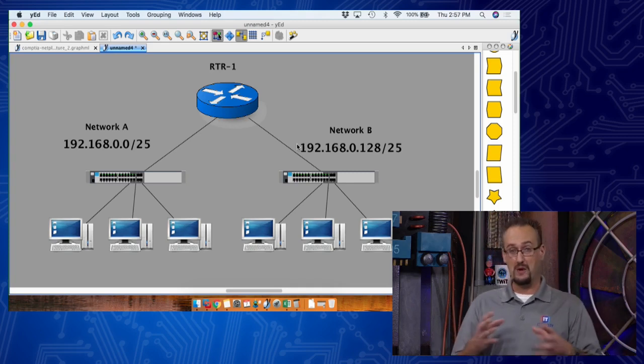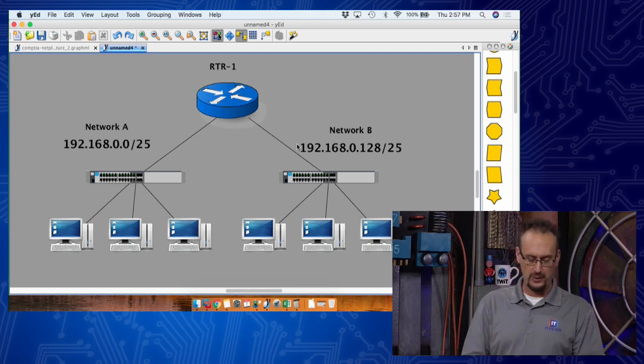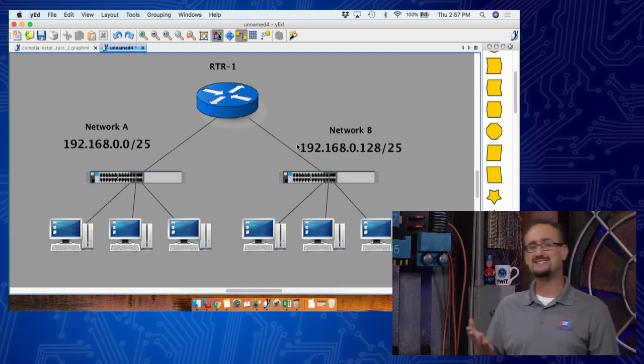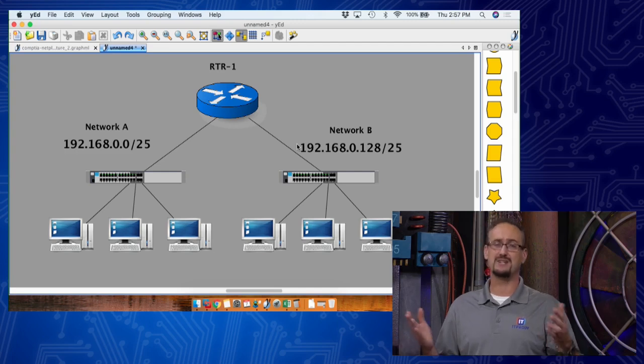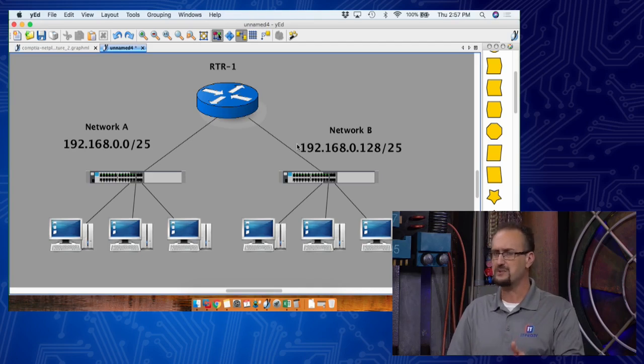And then inside of each of those networks, if I'm only using, let's say, 50 computers, well, I still have 50-something extra addresses, 60-something extra addresses that I can use for future growth. Now, that's only one example. We got some more examples that we want to show you. Maybe we want to go even farther, right?